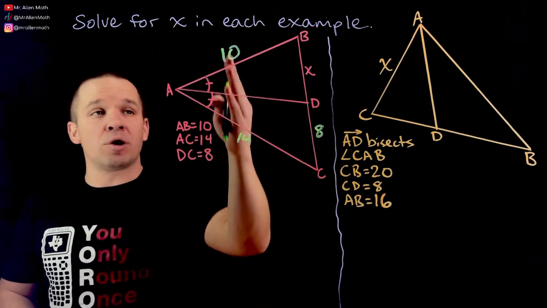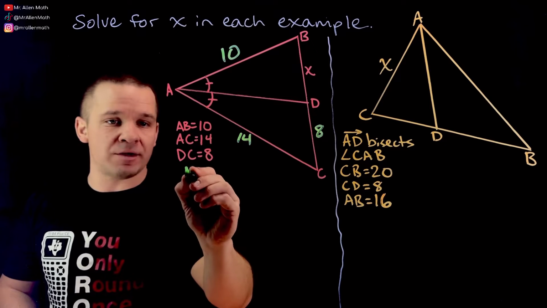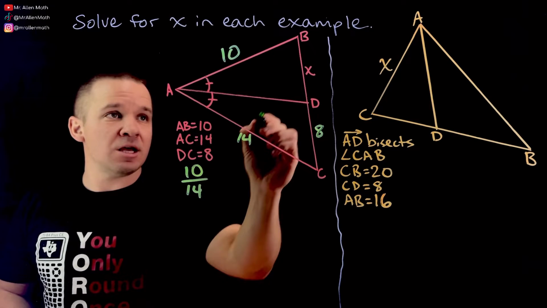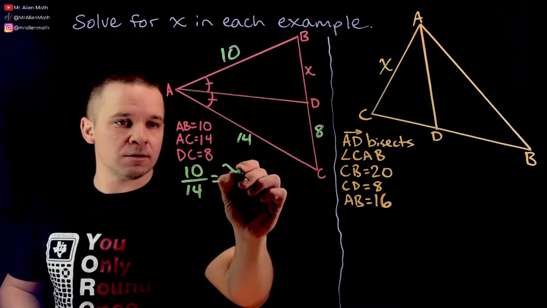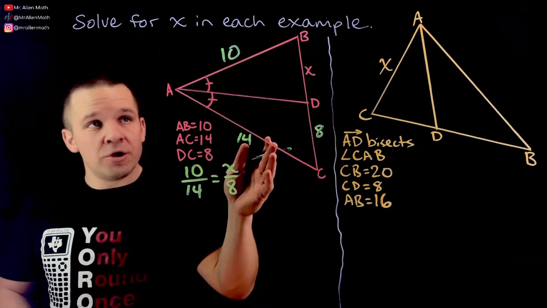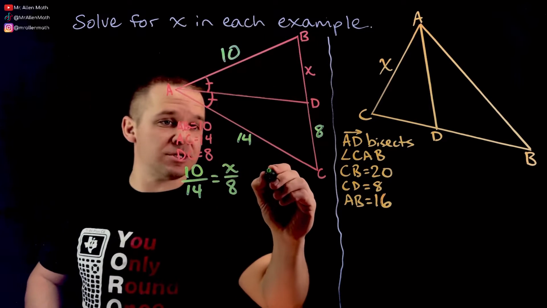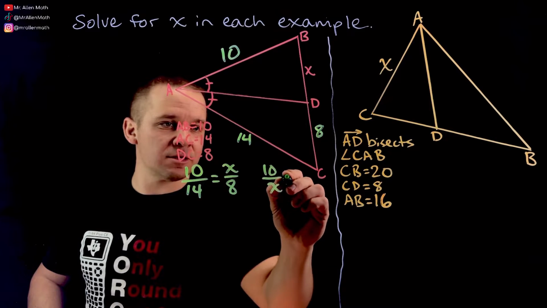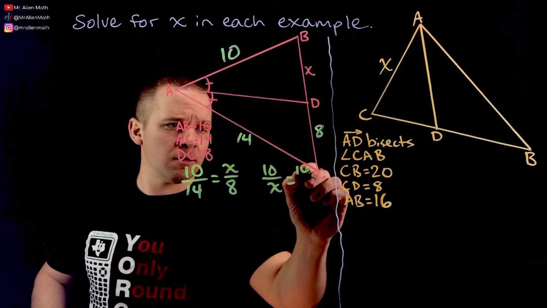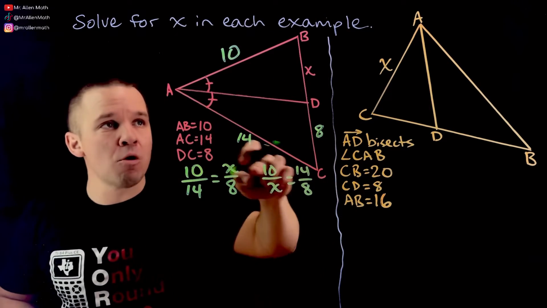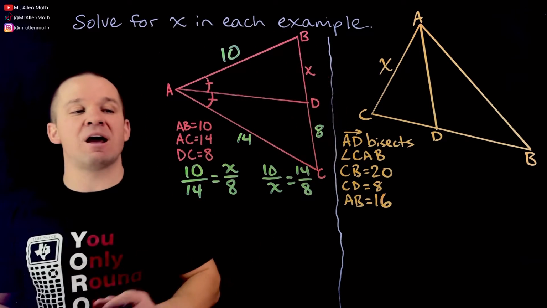And what we mean by that is that I can actually set up a proportion with these side lengths. You can either go across, 10 over 14, I'll write that down, 10 over 14 equals X over 8, or you could go from left to right. You could do 10 over X equals 14 over 8. But you cannot go around or diagonal and have this work out.